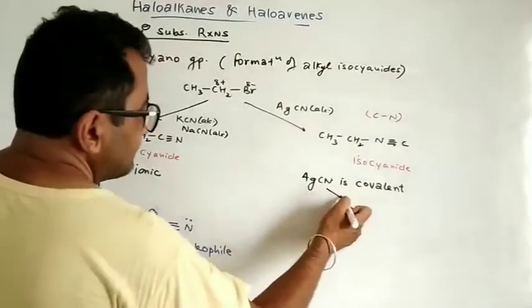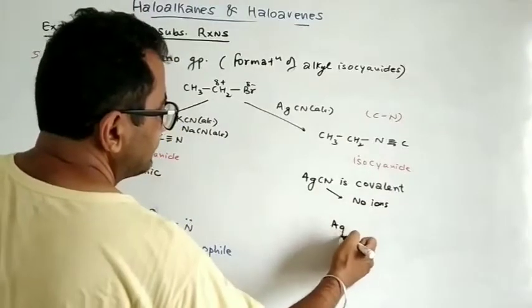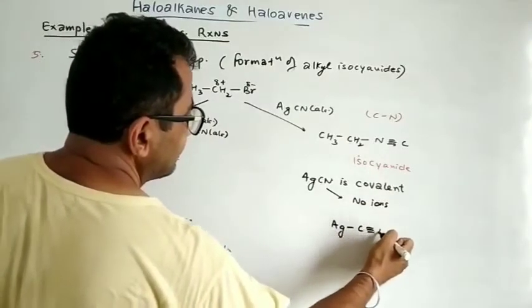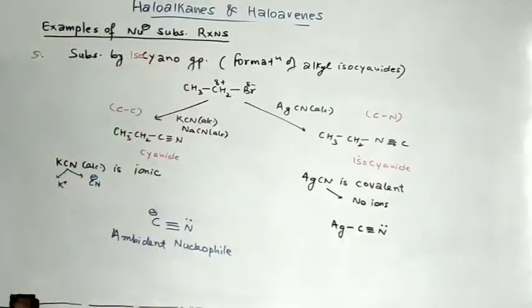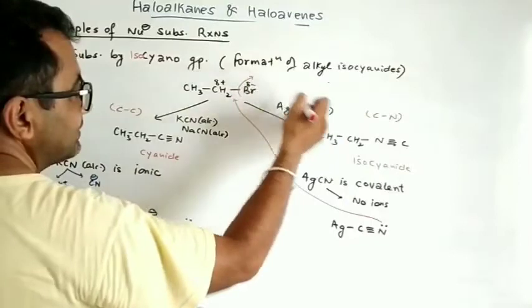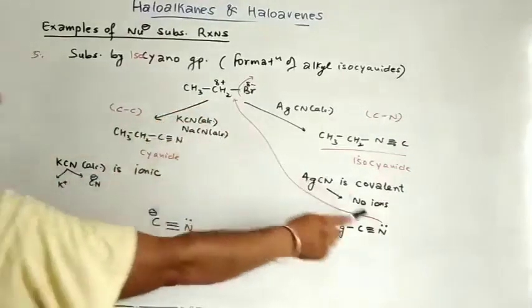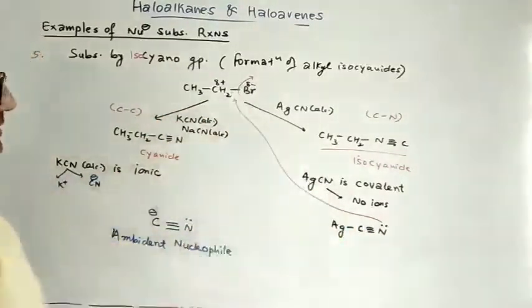When silver is covalent, it means there are no ions. So it exists like this, AgCN. There is only nitrogen which can attack. So this nitrogen attacks on this carbon, Br is removed to get the product. That's easy. The new bond formed is between the carbon and the nitrogen. Carbon has no tendency to attack because it is attached to the silver. It does not have a negative charge.